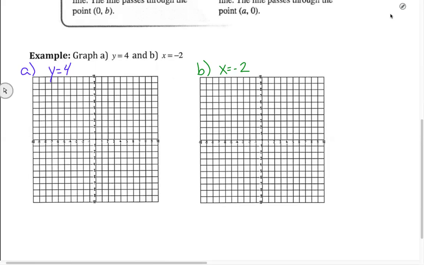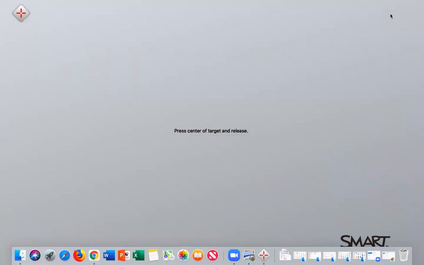Y equals 4. Everybody put a point at 4 on your y-axis. Y equals is what type of line, Annie? Horizontal line. So we're just going to draw a horizontal line, if I can. Oh, no. Y is horizontal.